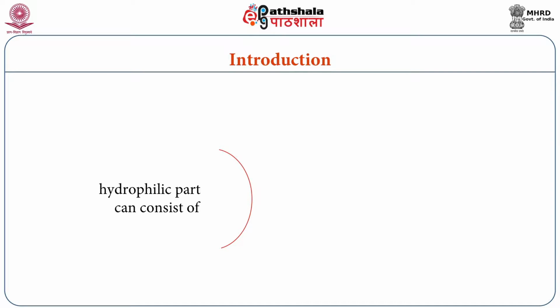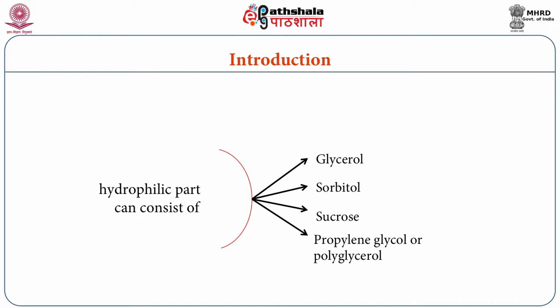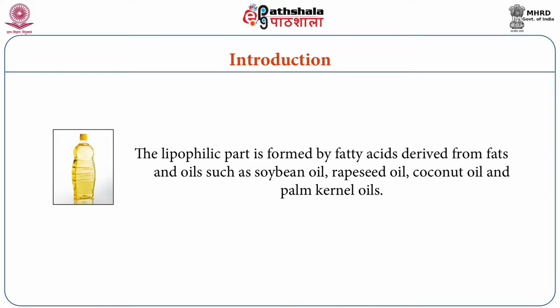In many industries, emulsifiers are referred to as surfactants also, which is an abbreviation of surface active agents. In commercial food emulsifiers, the hydrophilic part can consist of glycerol, sorbitol, sucrose, propylene glycol, or a polyglycerol. The lipophilic part is formed by fatty acids derived from fats and oils such as soybean oil, rapeseed oil, coconut oil, and palm kernel oils.